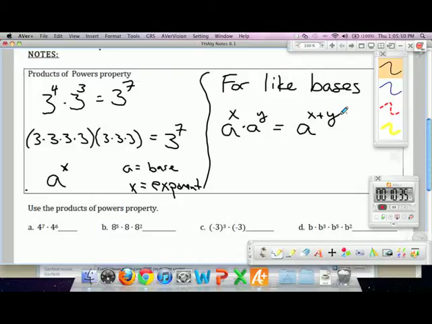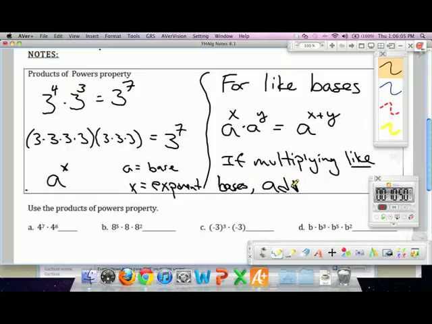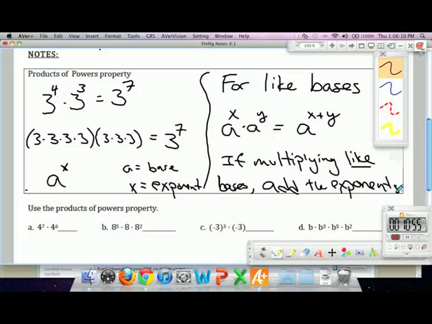So you can remind yourself in words: if multiplying like bases, add the exponents. If these things aren't the same, we can't combine the exponents. If you had 3 squared and 6 squared, you can't combine those because the bases aren't the same. It wouldn't be 9 to the 4th or something. The bases have to be the same.